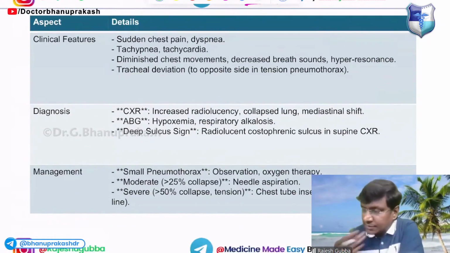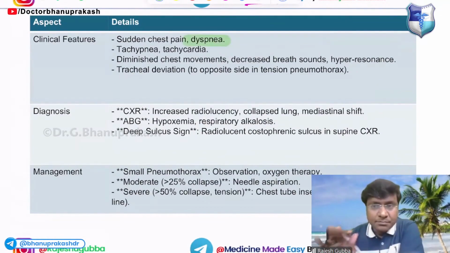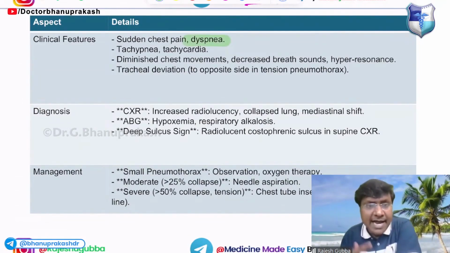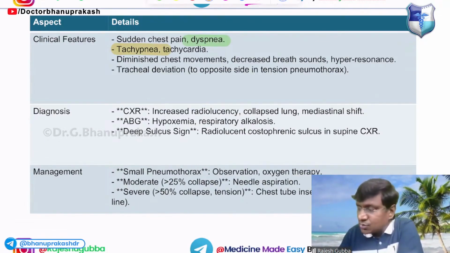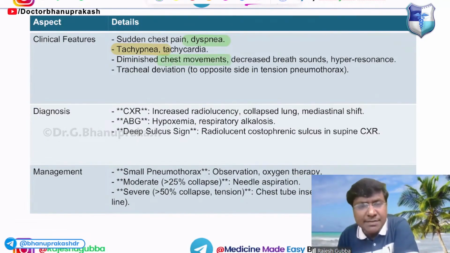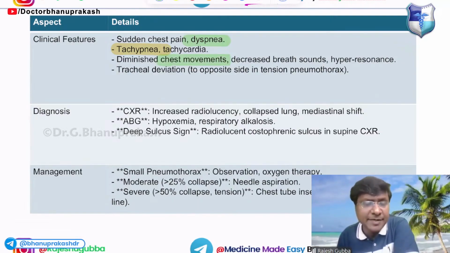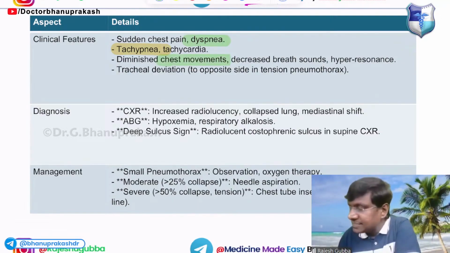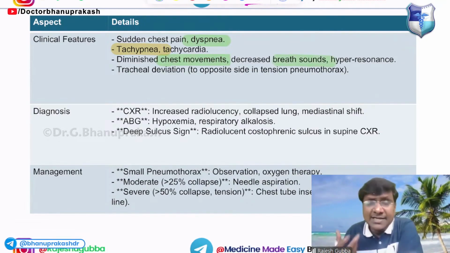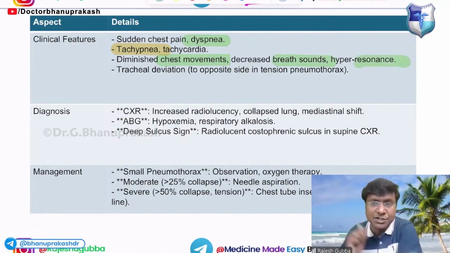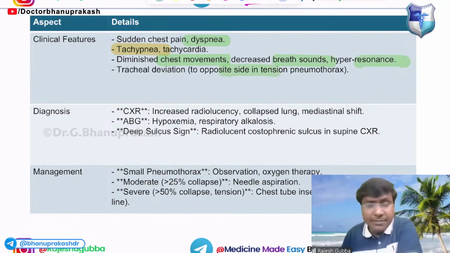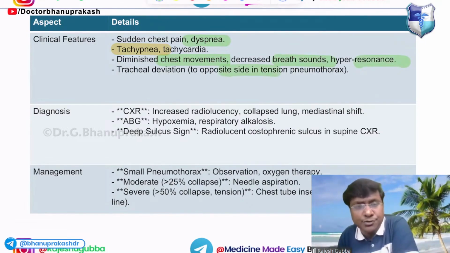So what is the clinical manifestation? The clinical manifestation will be sudden onset dyspnea, right? Because of this dyspnea, these patients will have tachypnea and tachycardia as well. In pneumothorax, the lung is collapsed. Because the lung is collapsed, you will notice that the chest wall movements are completely diminished. Breath sounds will be absent because the lung is collapsed. And excessive air in the pleural space will give rise to a hyperresonant percussion note. The trachea will be deviated to the opposite side in case of pneumothorax.